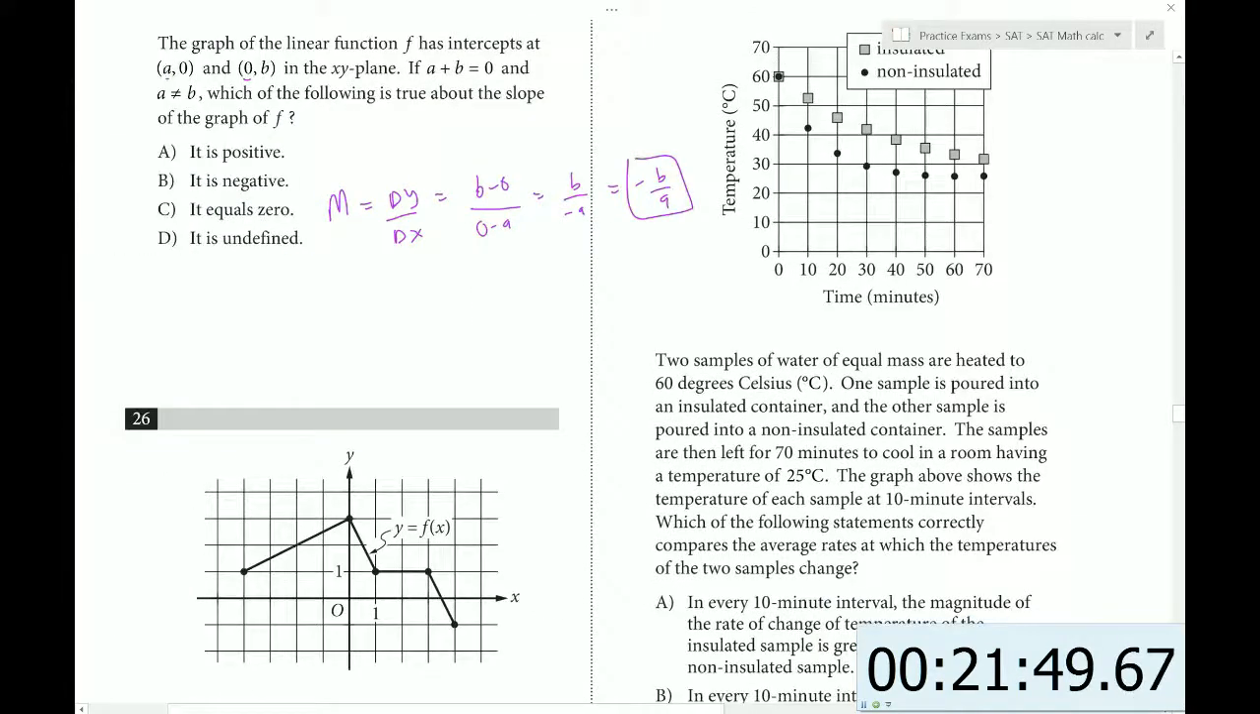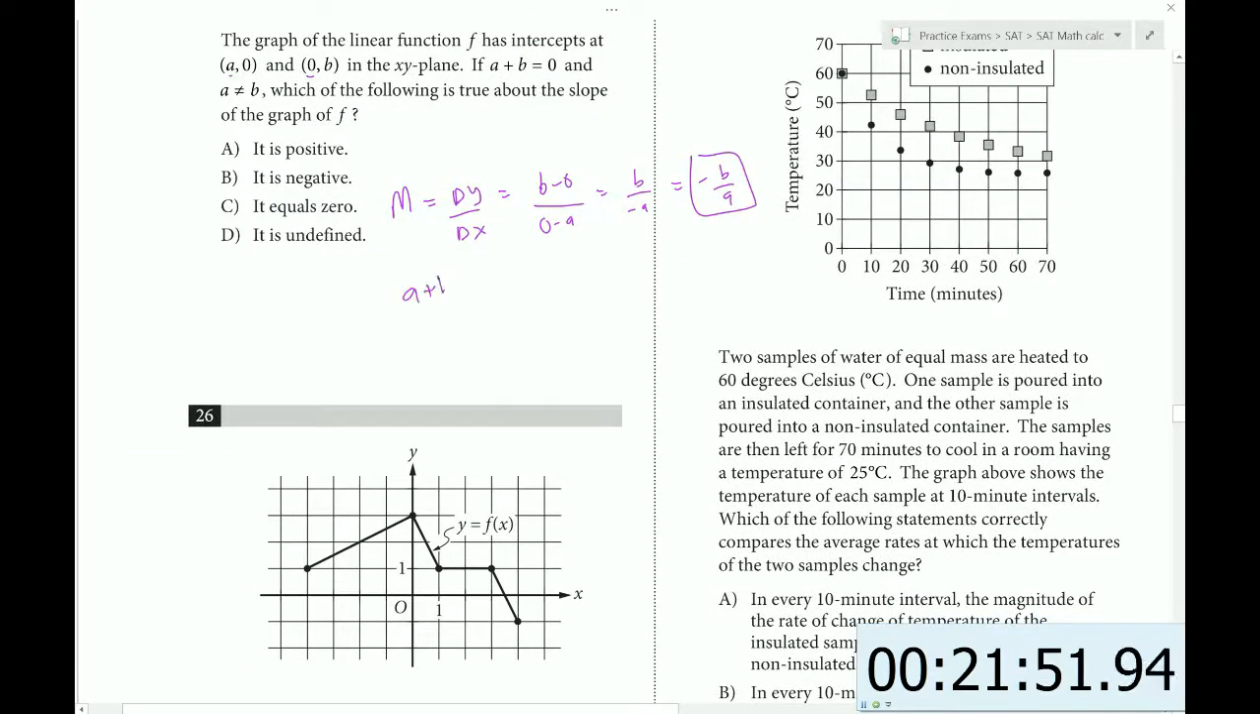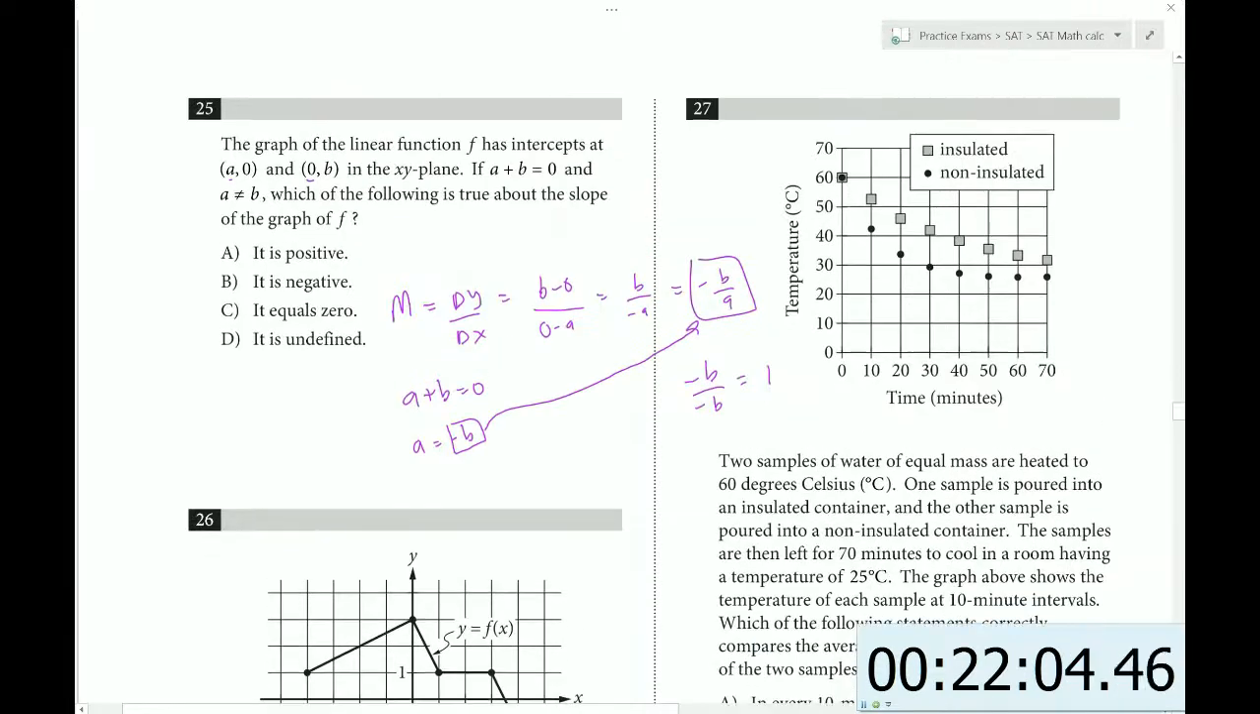And we know that a plus b is equal to 0, which means that a is equal to negative b. And I could plug this negative b in for a. I get negative b over negative b, and that equals 1. So we learned that the slope is equal to 1, if we did everything correctly here, which is a positive value.